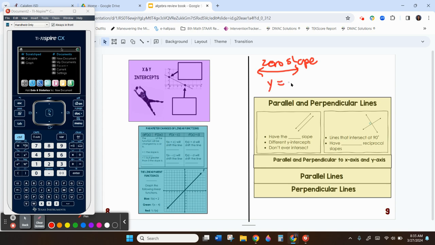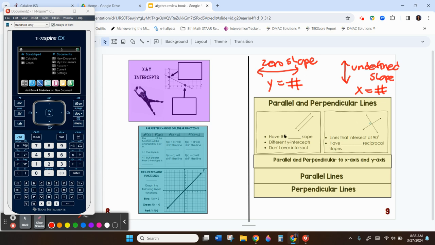Underneath that, go ahead and write y equals a number. It's going to be y equals whatever value it's going through. When I have a vertical line, that's going to be an undefined slope. And underneath that, we're going to write x equals a number.